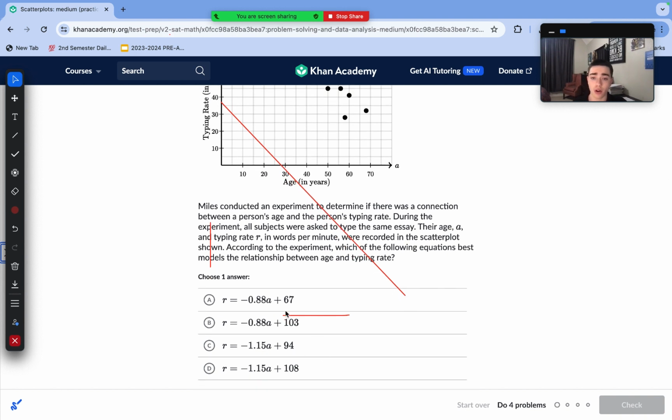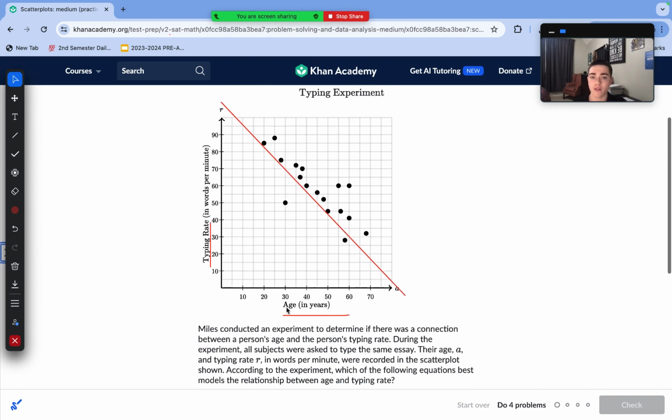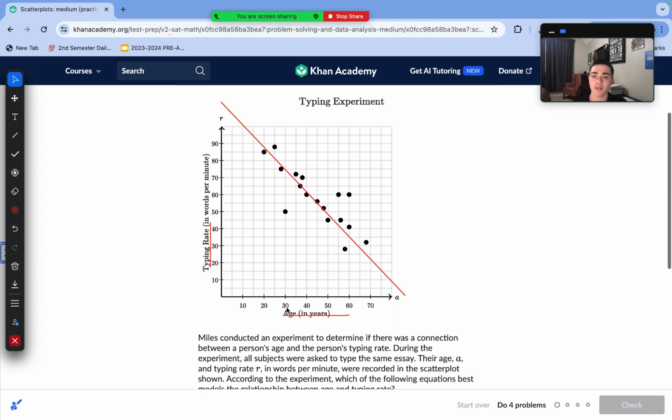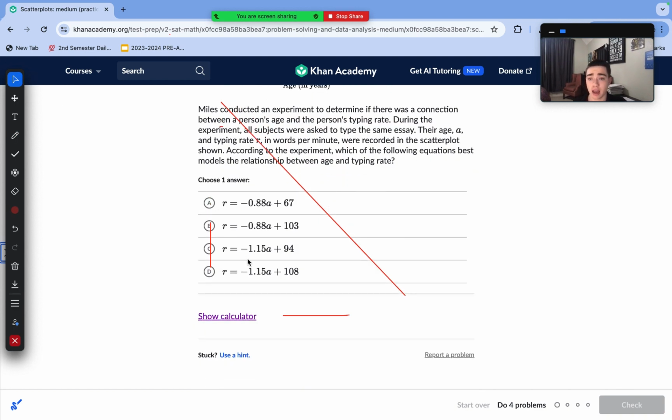First, we can use our y-intercepts to narrow things down, and we have plus 67. The y-intercept of this line definitely seems to be over 100, because right here would be the 100 marking. Our y-intercept is a little bit higher than that, so we can go ahead and eliminate answer choice A, 100% sure. Now we have the slopes.